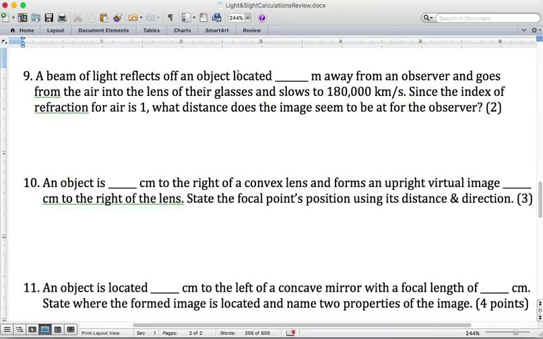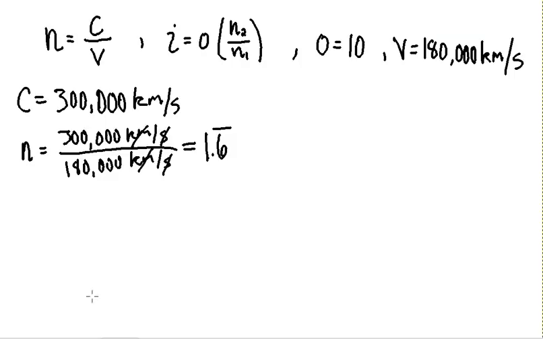It reflects off an object located blank meters away. We said that's 10. And then it goes from the air into the lens of their glasses. So from the air into the lens. What that means is that the lens, which is the substance that this light is traveling through at that speed, is the second one. So this is N2 right here. And N1, the index of refraction for air, is just 1 because we say light travels pretty much at this speed in air.